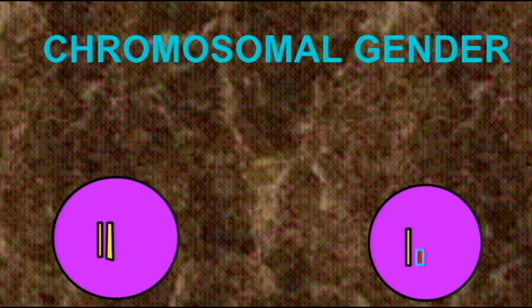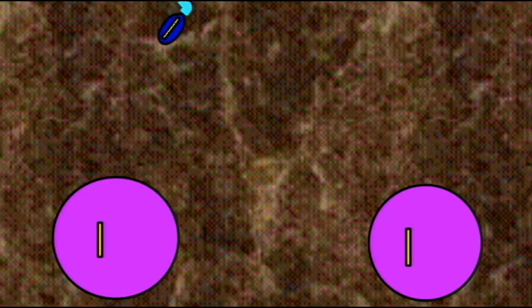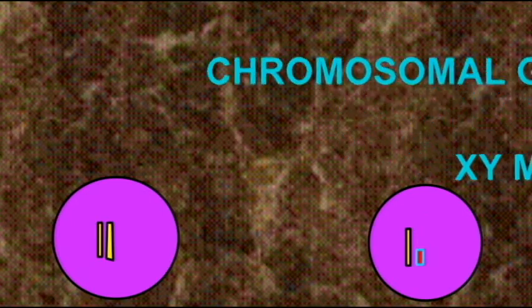If an X-bearing sperm fuses with the ova, then the offspring is XX and is female. If a Y-bearing sperm fuses with the ova, then the offspring is XY and this is male. So chromosomal gender is determined by the sperm. Y-bearing sperm create XY males, X-bearing sperm create XX females.